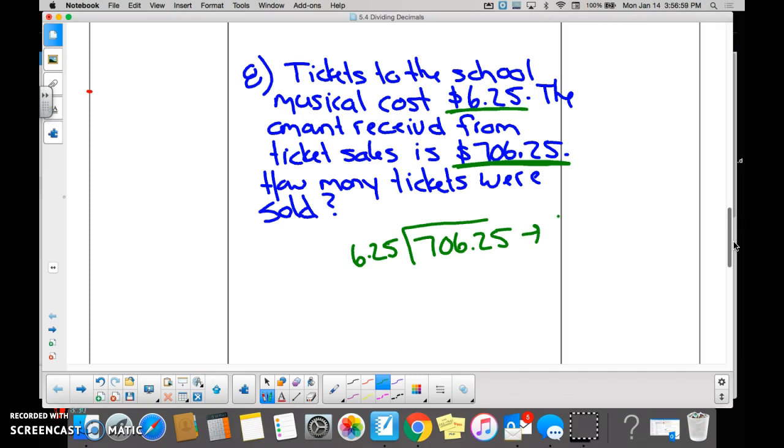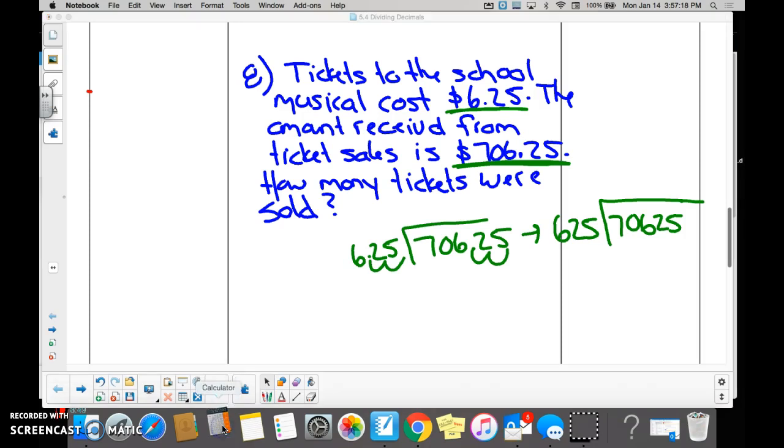So we're going to rewrite this as 625 on the outside because we're moving the decimal point over 2 places or multiplying by 100. Therefore that decimal point gets moved over 2 places, which gives us 70625 and no decimal point. Math then, I'm going to pull up my calculator for this one because it's a fairly big number.